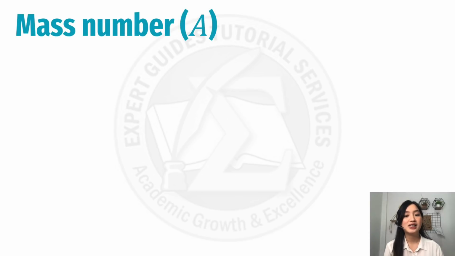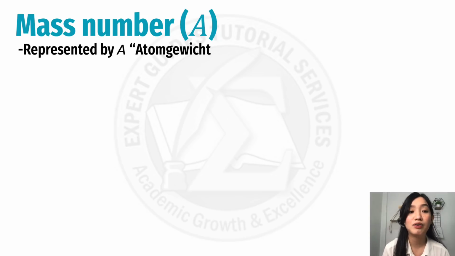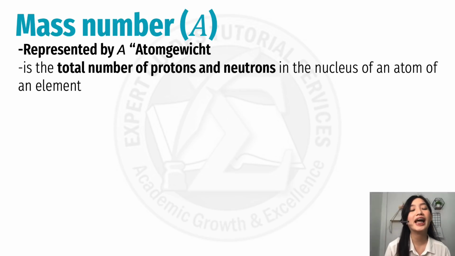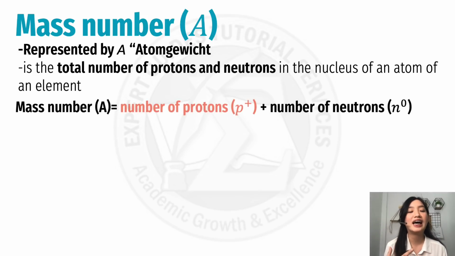Now, the mass of an atom is computed through the mass number, which is represented by A or Atomgewicht, which means atomic weight in German. And a mass number is the total number of protons and neutrons in the nucleus of an atom. So going back from our discussion previously, the mass of an atom can only be found inside the nucleus. Inside the nucleus, we only have two subatomic particles, which are the proton and neutron, thereby giving that the mass number is equal to the number of protons plus the number of neutrons.